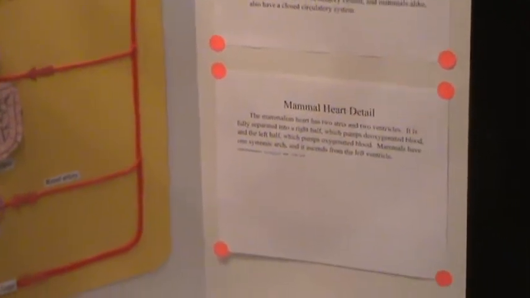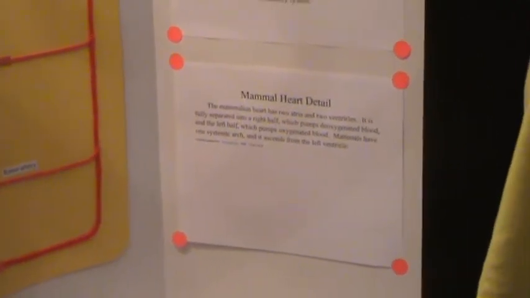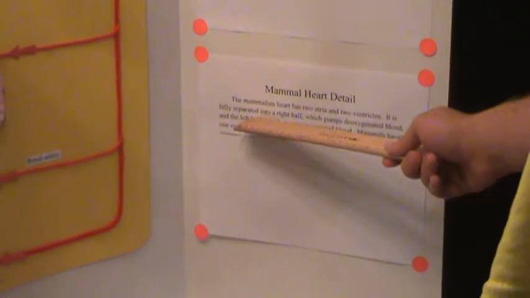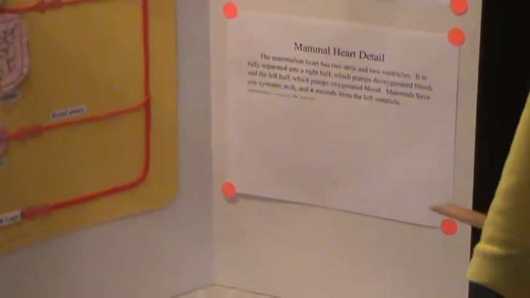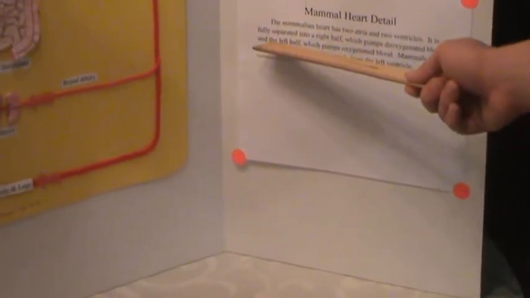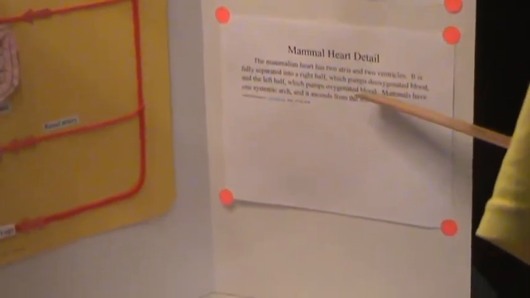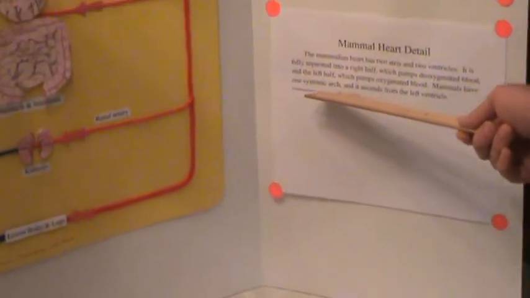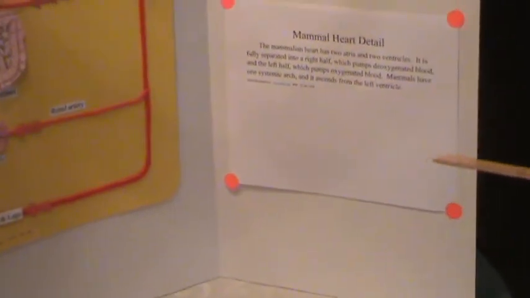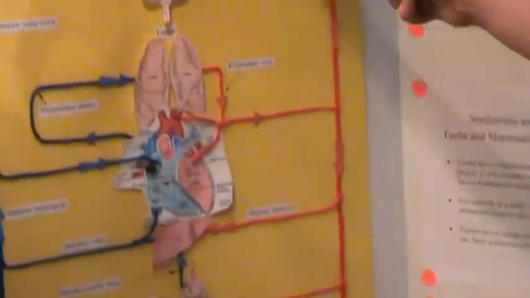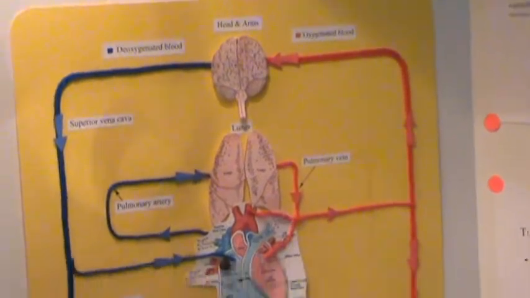Mammal heart detail. The mammalian heart has two atria and two ventricles. It is fully separated into a right half, which pumps deoxygenated blood, and the left half, which pumps oxygenated blood. Mammals have one systemic arch, and it ascends from the left ventricle. And that is the circulatory system of a mammal.